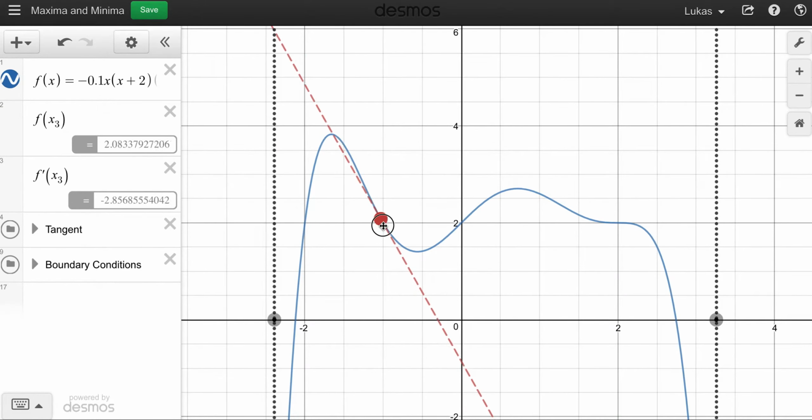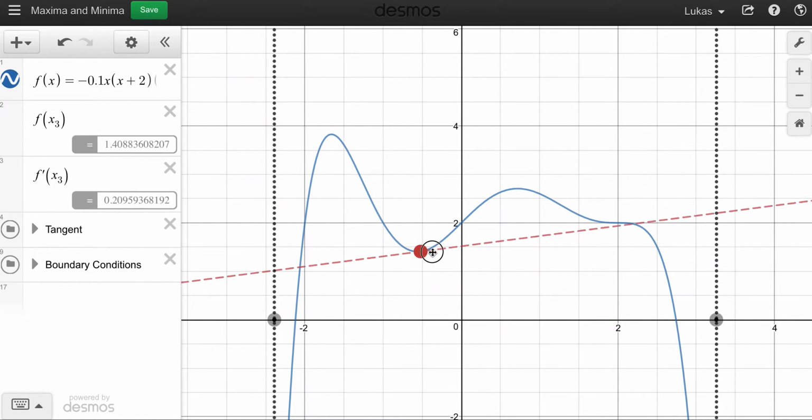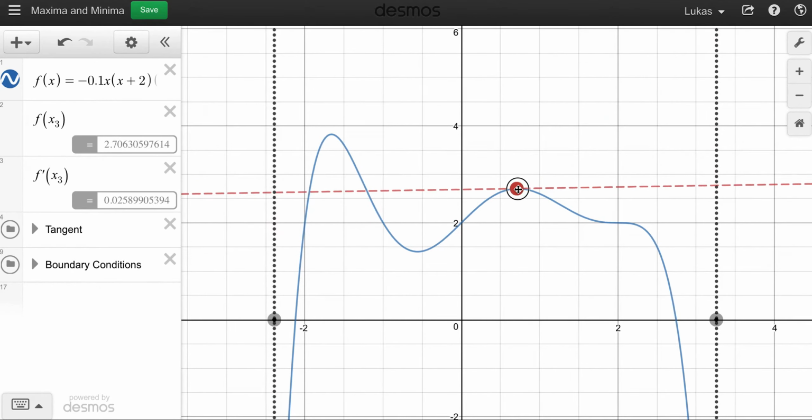Same thing if we go down here at this local minimum, right? The slope of the tangent is equal to 0. And then coming along here, again, the slope of the tangent is 0. So that's what those 3 points have in common. The slope of the tangent at those points is 0.